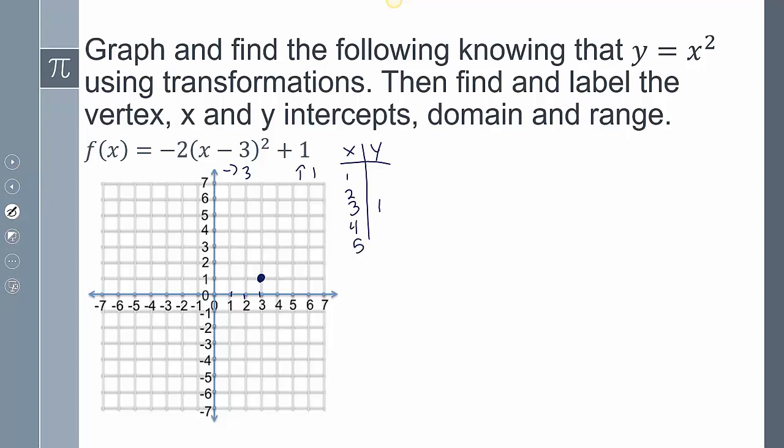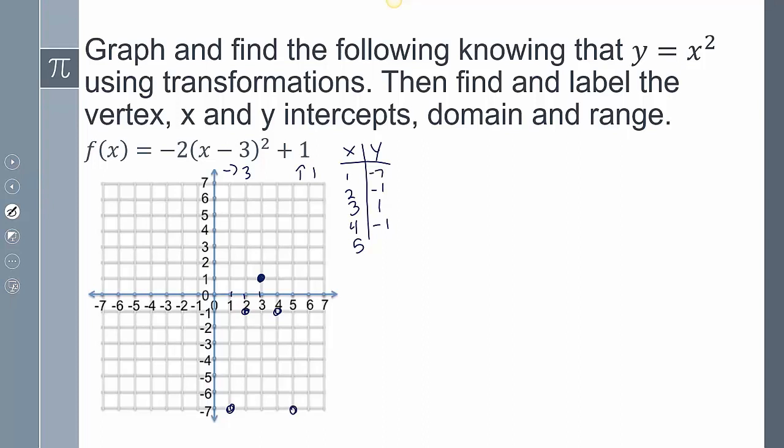so if I plug in, let's say 4, 4 minus 3 is 1. 1 squared is going to be 1. 1 times negative 2 is negative 2. Negative 2 plus 1 is negative 1. So these are both going to be negative 1. Now if I plug in positive 1, 1 minus 3 is negative 2. Negative 2 squared is 4. 4 times negative 2 is negative 8. Negative 8 plus 1 gives me negative 7.